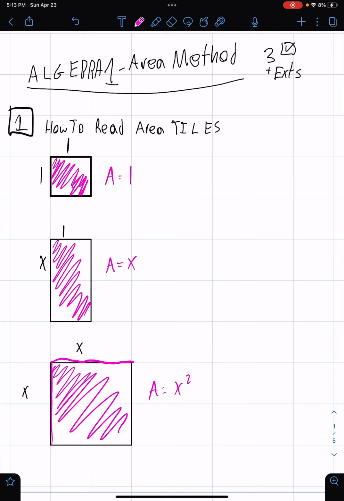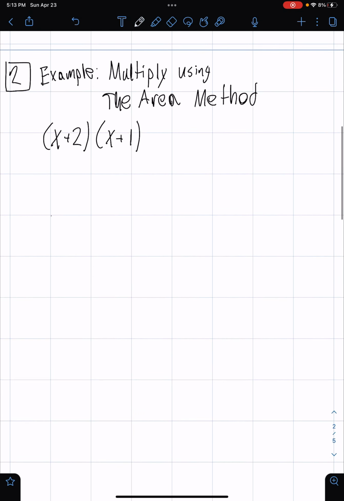Okay, moving on to the next section. In part 2, we are going to apply the area method to solve this binomial. So let's set up our problem.